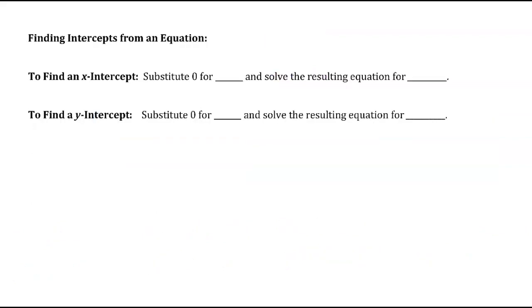Another way that we can identify intercepts is by looking at the equation. In order to find an x-intercept, we substitute 0 for y and solve the resulting equation for x. To find a y-intercept, we substitute 0 for x and solve the resulting equation for y.